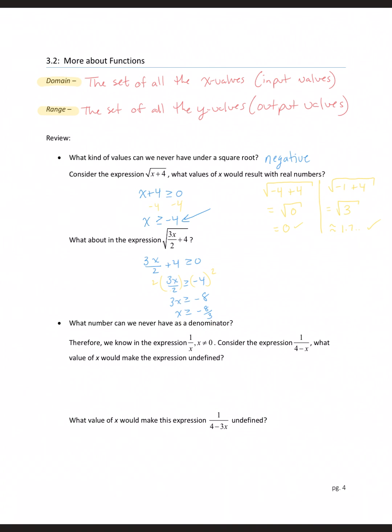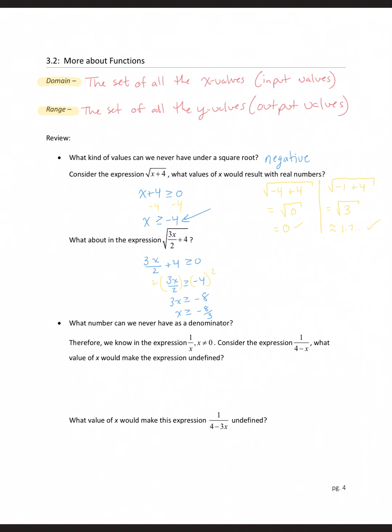So as long as we use a value that's at least a negative 8/3, and then we could say or larger, then this expression would result with a real number. We need to use this method in order to find the domain when we have a function that has a radical in it. And we'll look at all those examples on the next page.